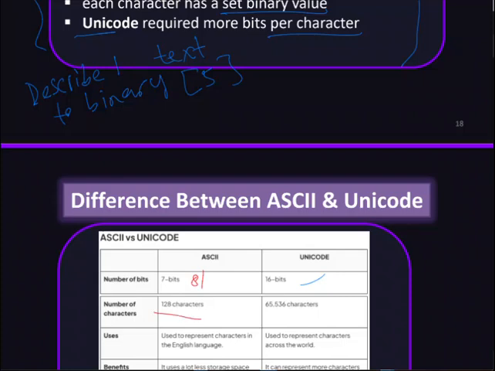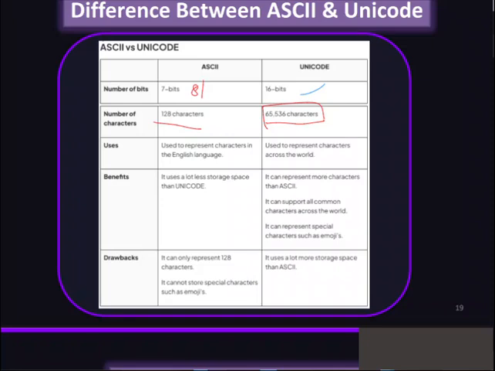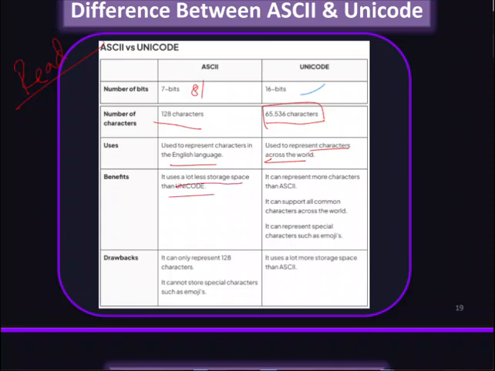Alright, 128 characters. Unicode allows more characters. You must write here more characters, a lot of characters, instead of writing this whole value. It is used to represent characters in the English language. Obviously it's the English language, and then Unicode represents characters around the world. Like you must read it several times so that you can understand the flow. Less storage is required for ASCII than Unicode. Like you must read to understand it.